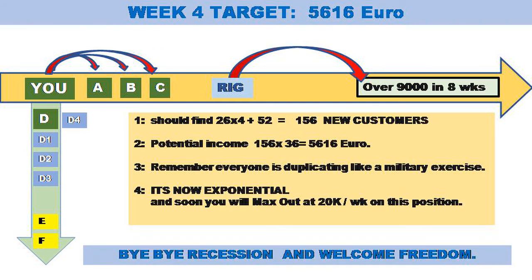Continue the illustration for week 4. Now, if everybody's duplicating, you'd expect €5616 in week 4, and that would be a minimum. Those people inside the Rig, as long as they're duplicating and following our action plan and doing the training, will be able to say bye-bye recession and welcome freedom by about week 4. In the training, we'll be going over the numbers in more detail, since if you're on the system, our training will be there to guide you to maximize your income.